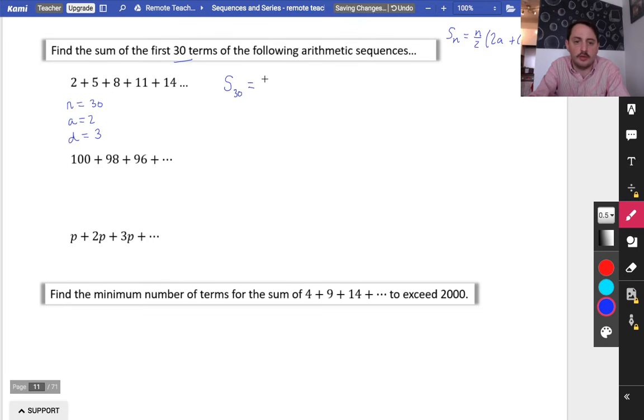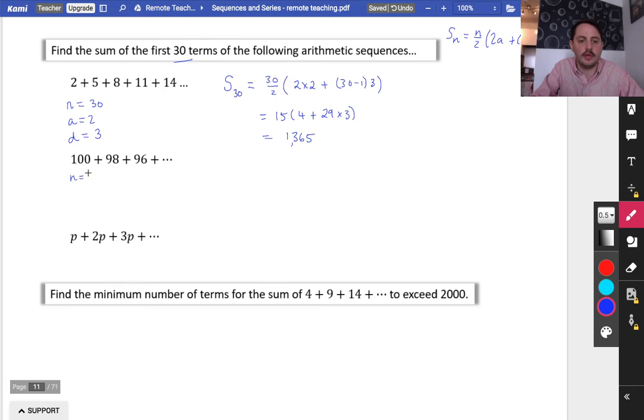And we know that it is equal to n over 2, which is 30 over 2, multiplied by 2a, which is 2 times 2, plus n minus 1, which is 30 minus 1, multiplied by 3. So that's 15 multiplied by 4 plus 29 times 3, which is 1,365. Okay, so that's the sum of the first 30 terms for this one.